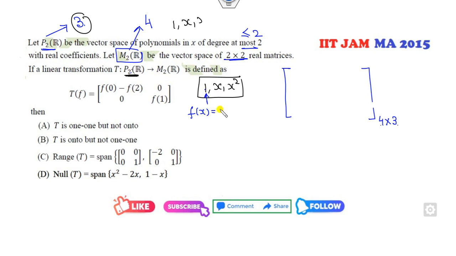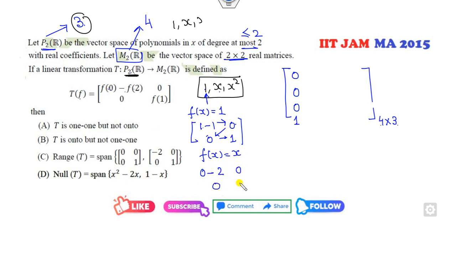If I take f of x is 1, so this matrix will be 0, f of 2 will be 1, f of 0 is also 1, 0 0, f of 1 is also 1. So 1 minus 1 0, second number this, third number this, fourth number this. Always return this, this and this. Second, if I take f of x is my x, what is the value? This is 2 0 0 1. So the answer is minus 2 0 0 1.